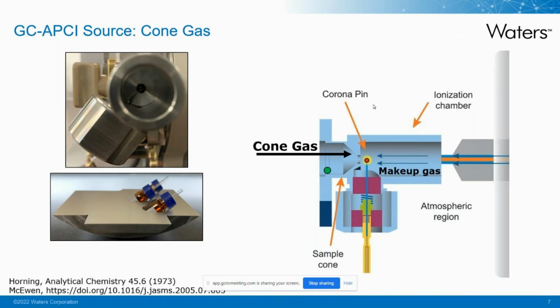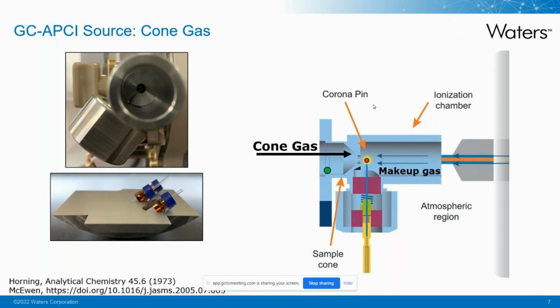And the makeup gas indicated there is nitrogen, typically at a flow rate of around 300 mL per minute. So that nitrogen and the analyte entrained in that nitrogen and helium flow towards the corona pin. I did in large print the cone gas, which flows in the opposite direction to balance the flow around that area of the corona pin, as well as to control ionization.